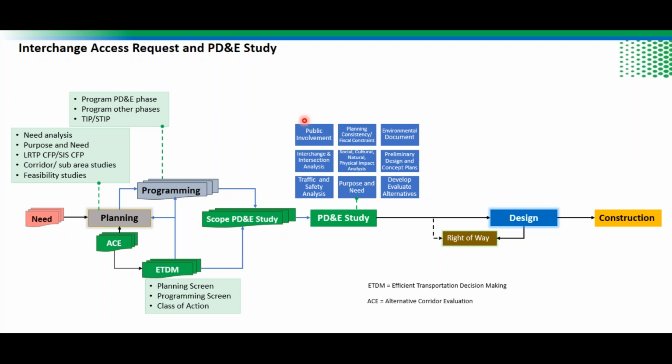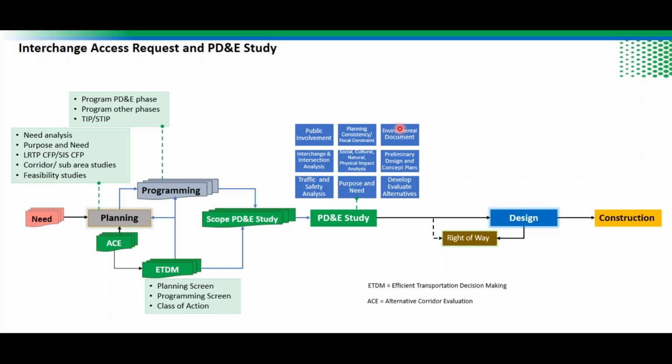Public involvement is a big one. Planning consistency or physical constraints. You have to make sure that the project is funded for the next phase up to construction. Interchange and intersection analysis, of course, is done there. Traffic and safety analysis, social, cultural, natural, physical impact analysis, refining purpose and need, development and evaluation of alternatives, preparation of design concept plans, and then at the end, you have to prepare the environmental document.